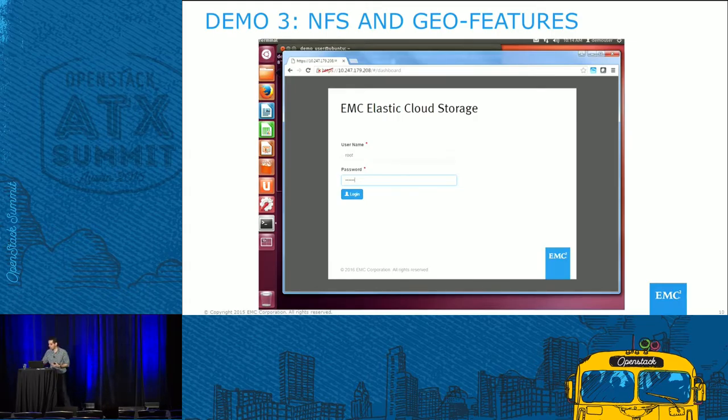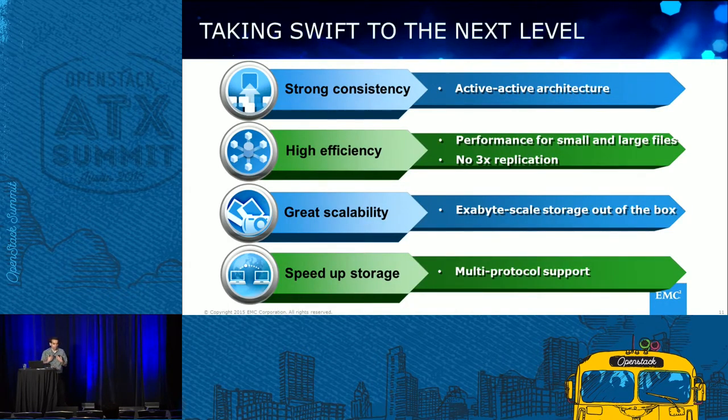And all of you are potentially writing applications to Swift. And what we think we're doing here is taking Swift to the next level. So you have strong consistency. You saw that already, reflecting changes across sites very quickly. High efficiency. We didn't talk about that more than the initial part, but it's really about being able to go away from the modality of 3x replication or 2x replication, or whatever it is that we're doing from a replication perspective, to something that's a far lower overhead, right? So with ECS, you can get overheads of up to 1.2 or 1.3x, right?